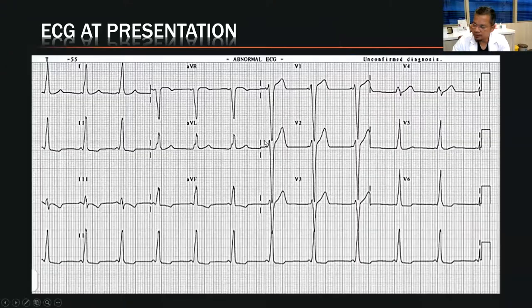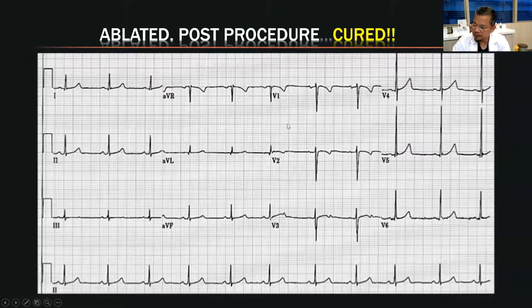So if you look at this example here, this patient initially presented with this. After we've done the ablation, this is what happened. So you see here, this is what the normal ECG should look like. And this patient will never have that same problem ever again in their life. So this is more or less a curative procedure.